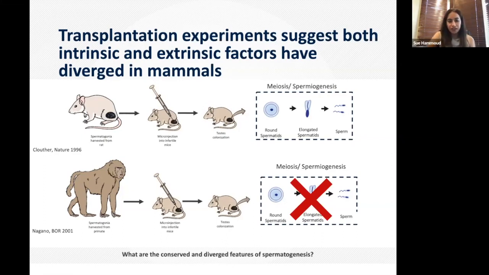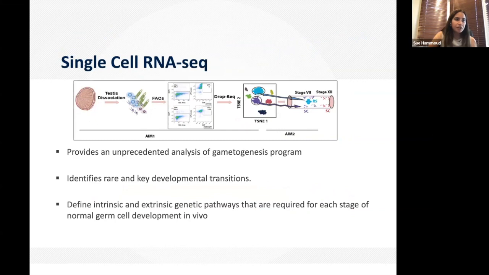And so we're interested in understanding what are the conserved and diverged features of the spermatogenesis program. But in order to do this, we need to be able to compare across species and across equivalent cell types to better understand this process. Some of the limitations in the field, at least for primate tissue, are that there are no known cell surface markers that we can use to purify all the different somatic and germ cell populations.